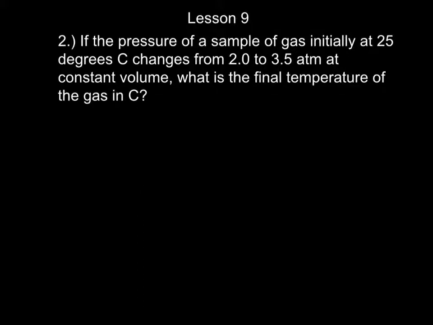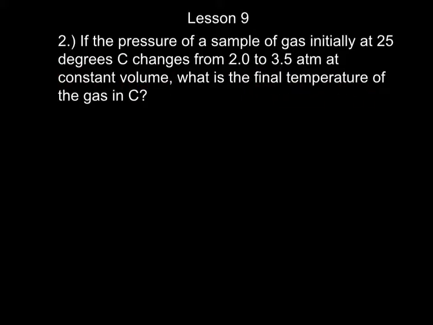Problem 2 from lesson 9 is a good example of the application of the combined gas equation and the importance of using the absolute temperature scale. So let's look at this problem. Here we have a sample of gas that's initially at 25 degrees Celsius and it's changing from 2.0 to 3.5 atmospheres at constant volume, and we're trying to find the final temperature.